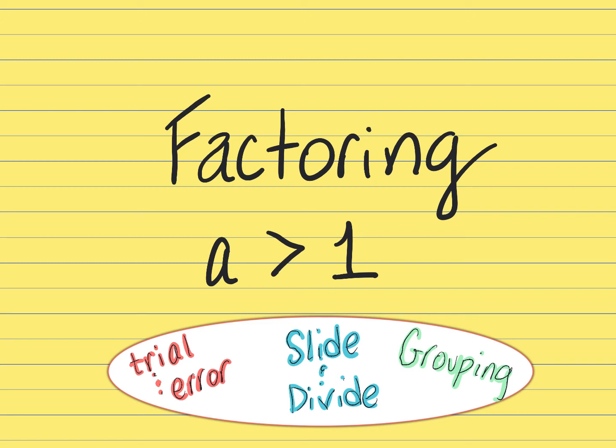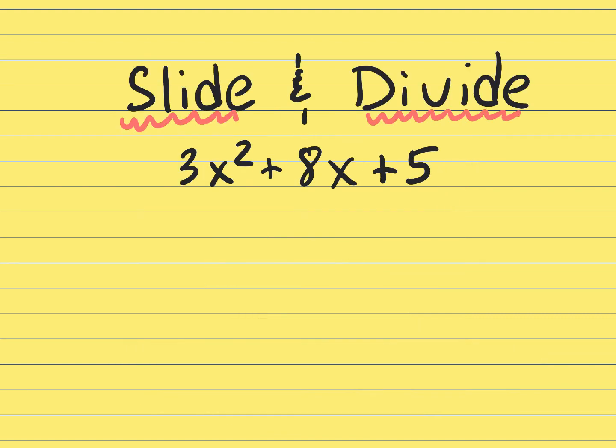Hello everyone. Today I'm going to show you 3 different methods for factoring trinomials when you have a leading coefficient that is larger than 1. We're going to learn how to do it using slide and divide, using grouping, and using trial and error. Our first method is going to be slide and divide.